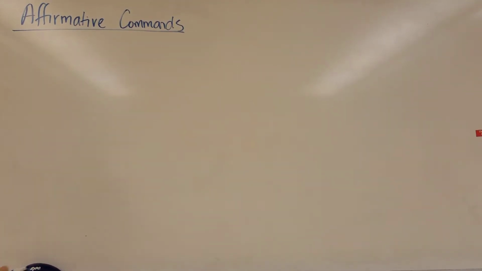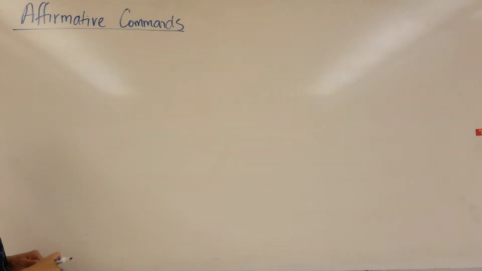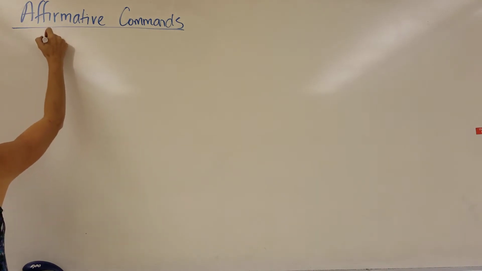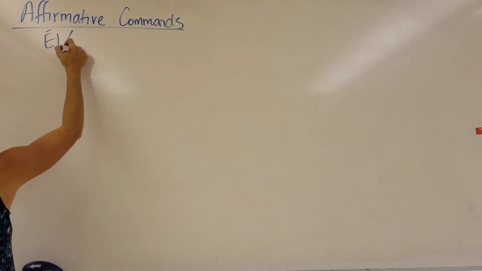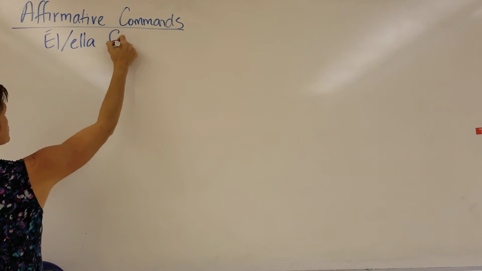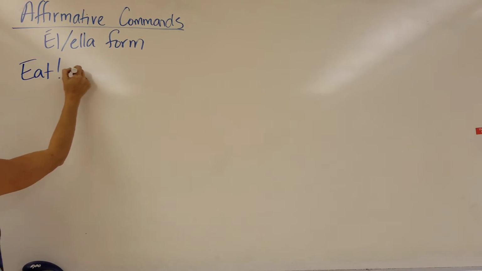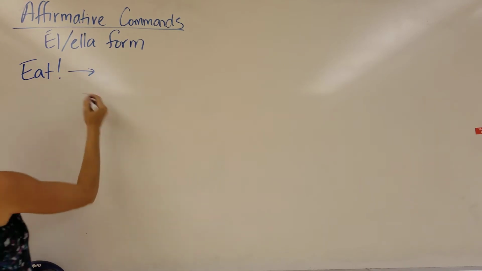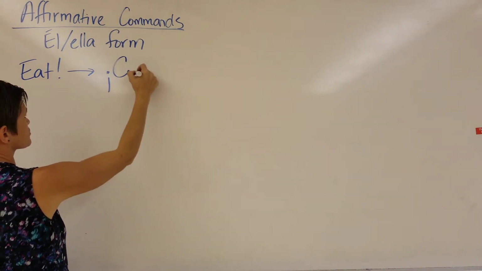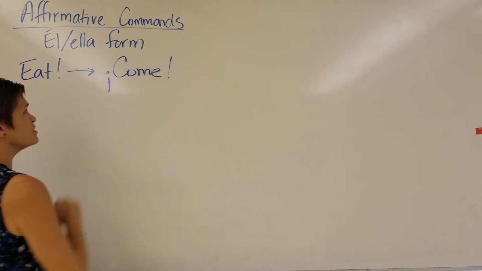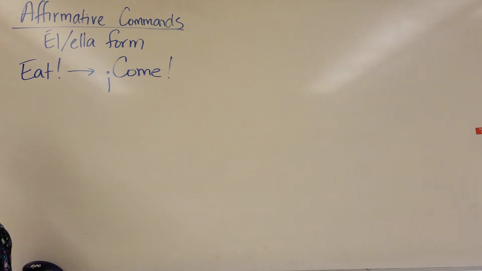We're going to look at affirmative commands again, Spanish 3, Chapter 3a. We learned them in 1 and 2. We use the el, ella form to command somebody to do something most of the time. With most verbs, we use the el, ella form. So if I want to tell somebody to eat, like I tell my kids all the time, eat. So when I want to make it a command, I conjugate the verb comer in the el, ella form, and then I say it like a command, and that's how we make a command.